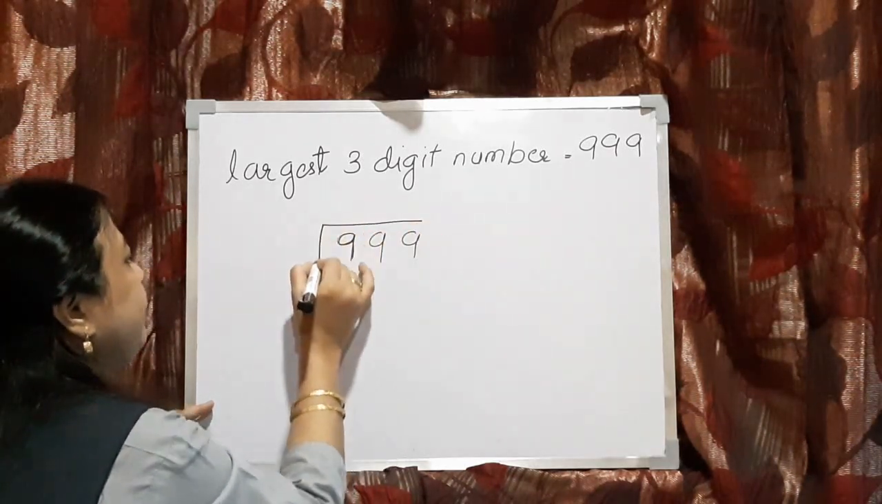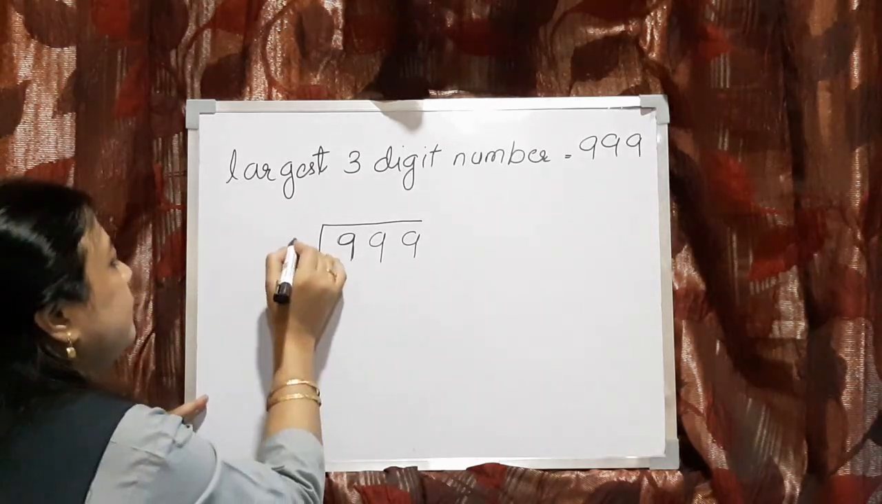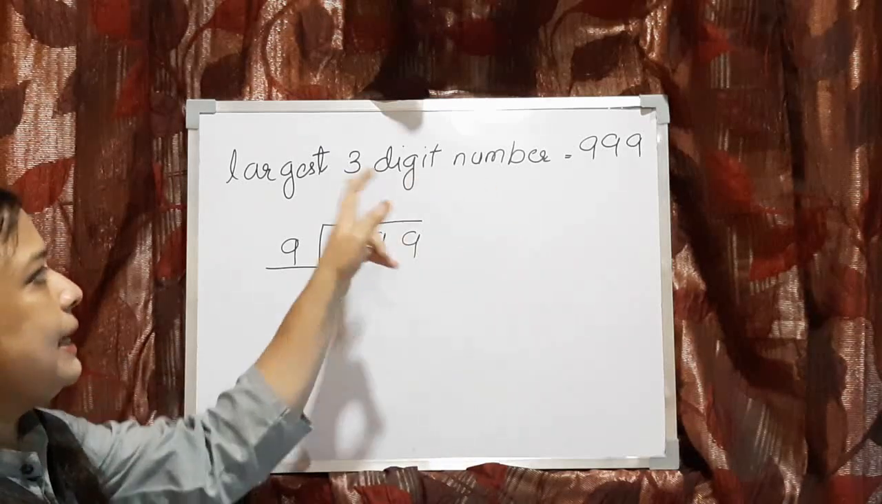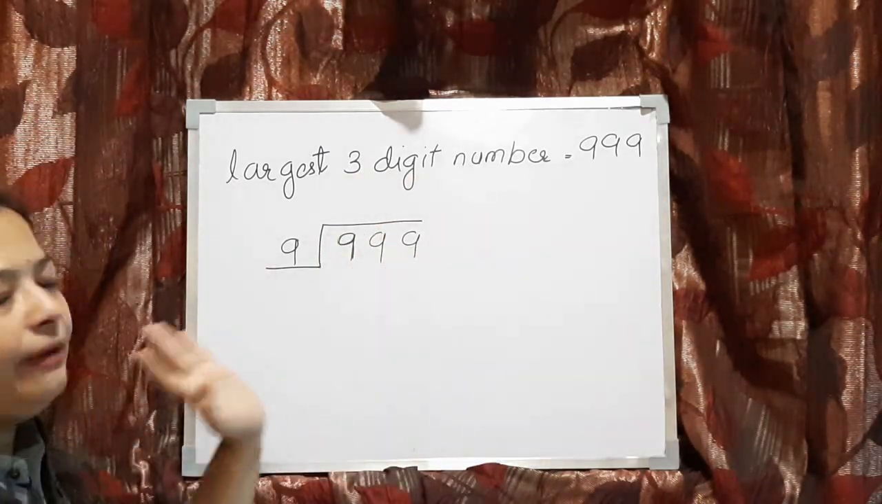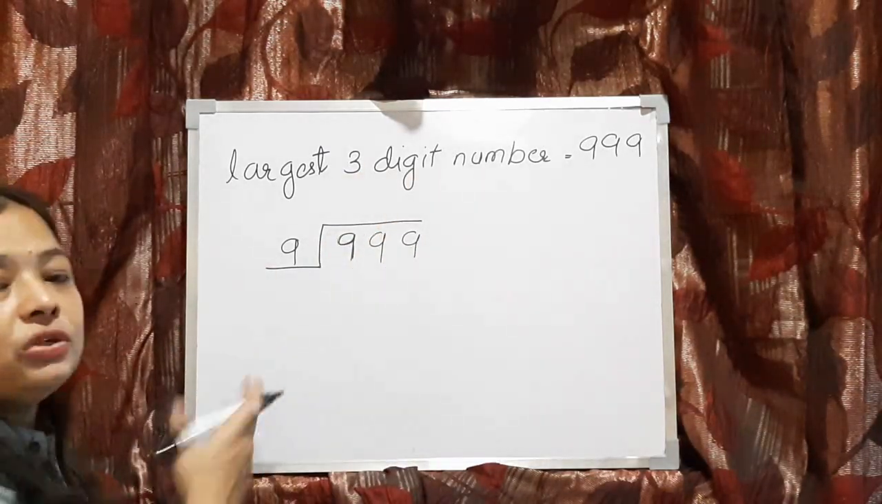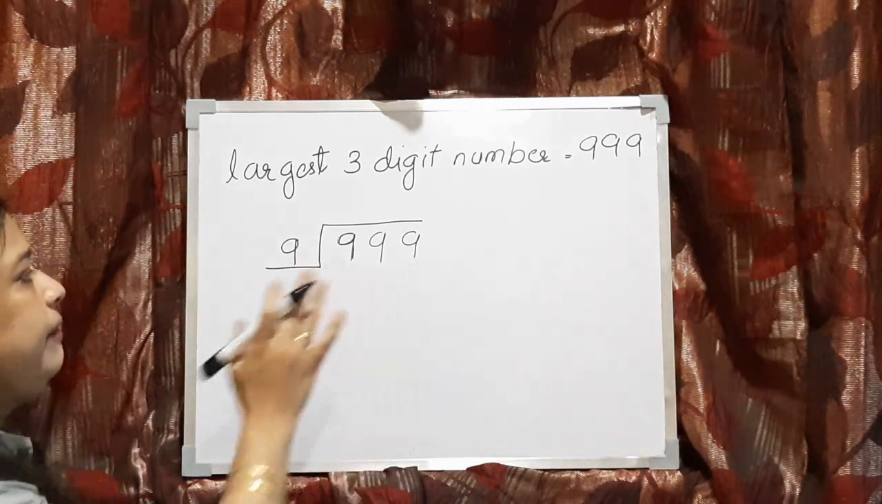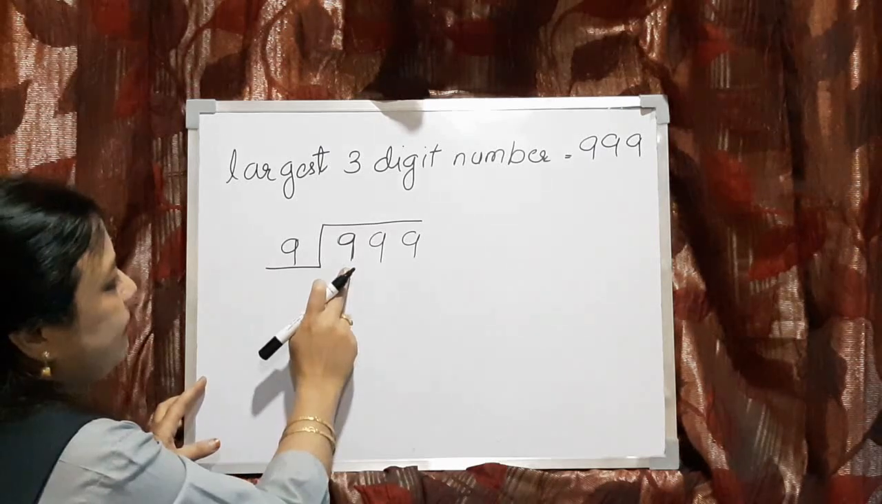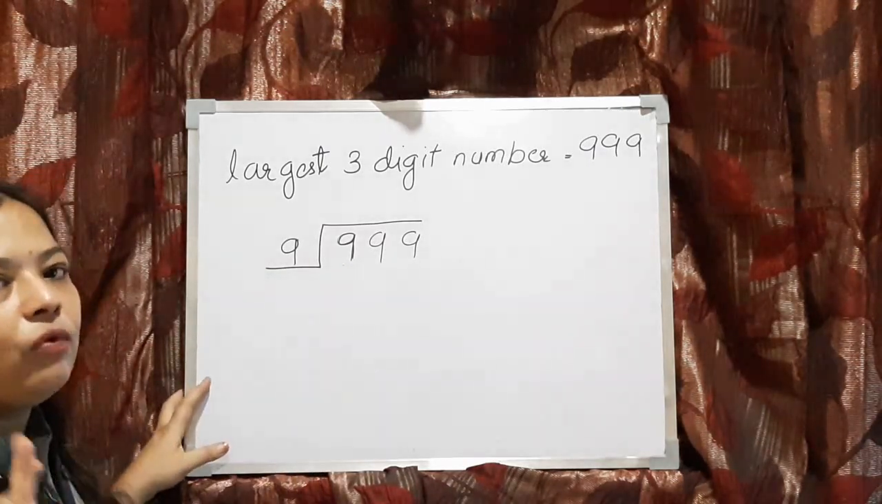So here no need to write down any statement. Just we will write down that the largest 3-digit number is 999, and we will solve our sum. So it is very easy. 999 divided by 9, the first number is equal to this number. So we will take only one number.